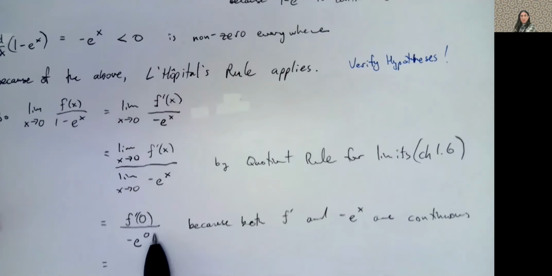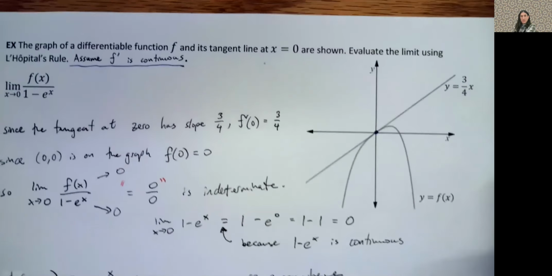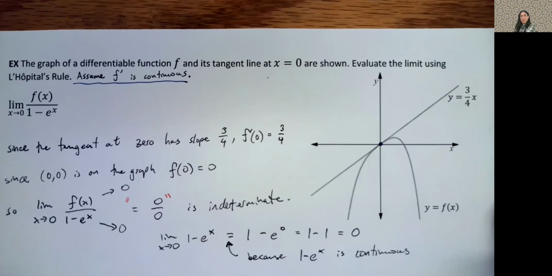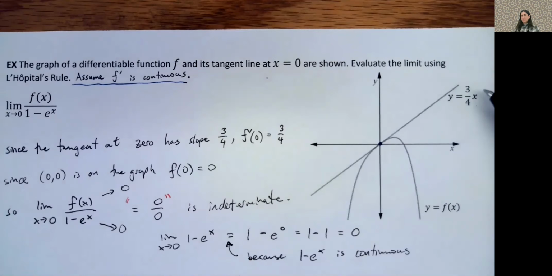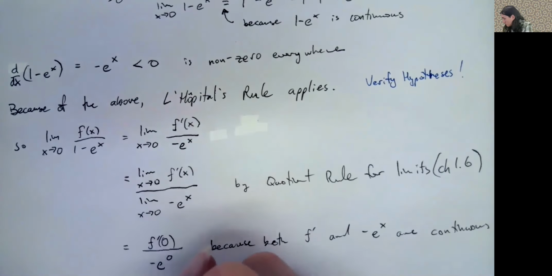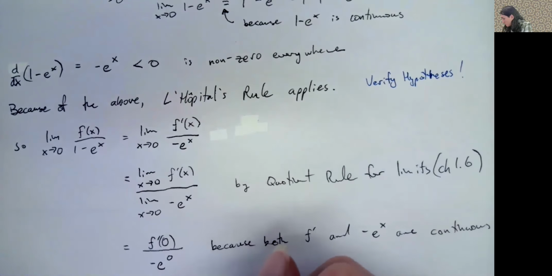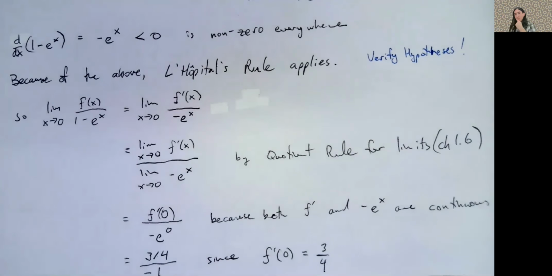What is e to the 0? E to the 0 is 1. We did that before. What is f prime of 0? Well, that's actually an observation that we made up here, just a very simple one from Calc 1. What does it mean for the slope of the tangent line to be 3/4? Well, that's f prime of 0. Okay, so it all comes together. We were able to evaluate this limit using the graphical properties here.